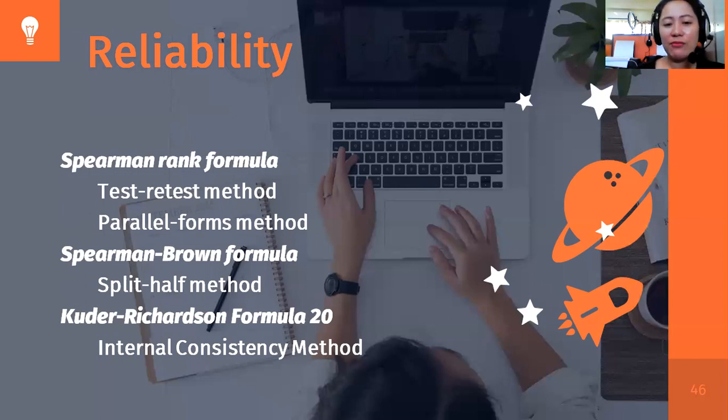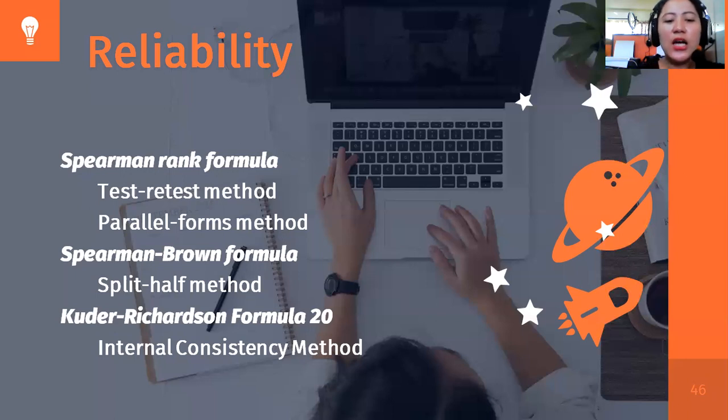And the split half method is that you will only have one set of questionnaire and also one set of respondents. And then you will compare their scores in the odd numbers 1, 3, 5, 7, and 9, assuming that we have a 10-item test, and compare it to their scores in the numbers 2, 4, 6, 8, and 10. So that's split half method.